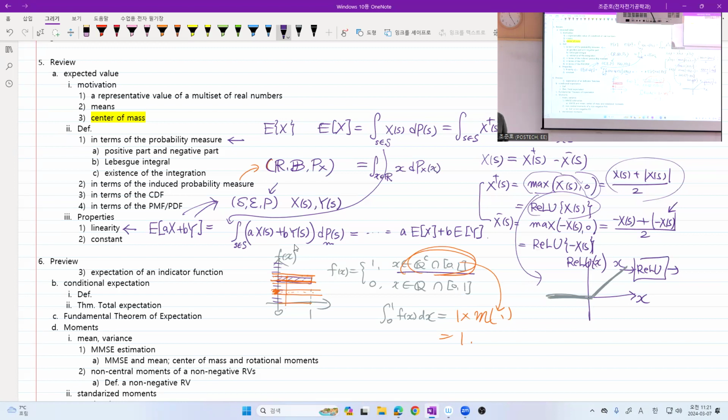We can write it this way. And also, we know that this P of x, the induced probability measure, evaluated at the interval -infinity to some x equals the CDF. So we have the definition of the expected value of a random variable in terms of the CDF of our random variable. And this integration is called the Stieltjes integral.